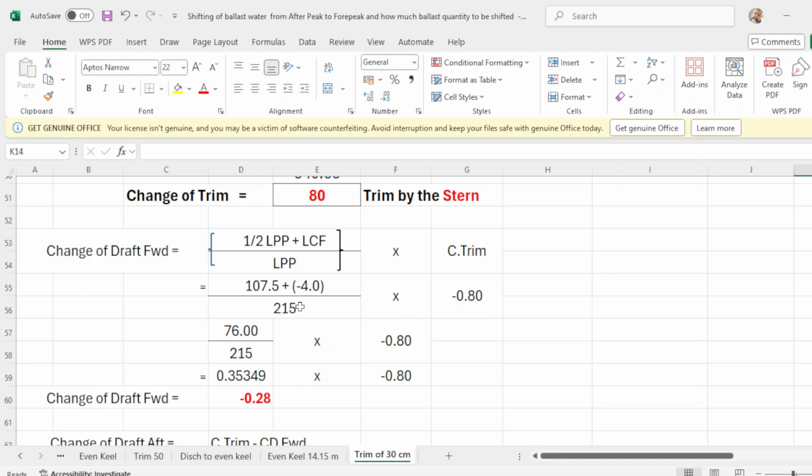It should be 103. Okay, do it again. 107.5 plus 4 negative, that will be 103.5. 103.5. Okay?